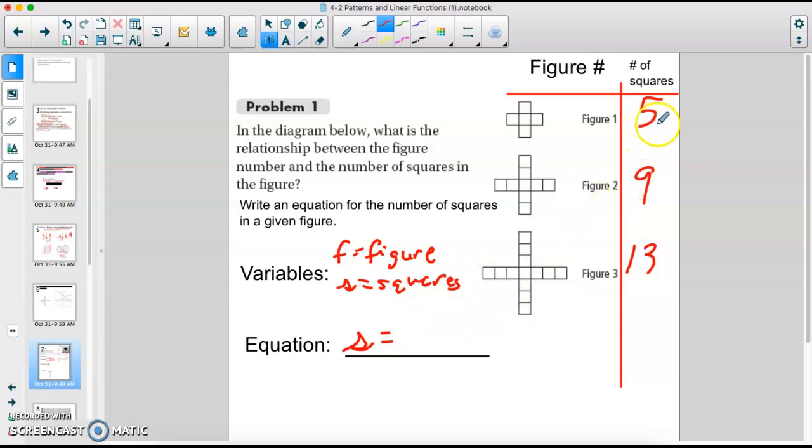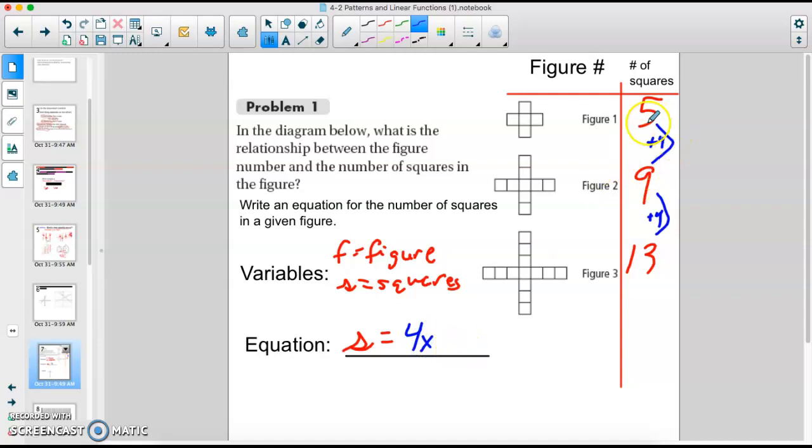Now, a good rule of thumb is to just start trying to find patterns. Like, what happens between these two numbers? Well, here we add 4, right? So plus 4. What happens between 9 and 13? Well, we add 4 again. Ooh, that sounds like a pattern. And so, based off of what we know, this number right here is going to be what we multiply by.